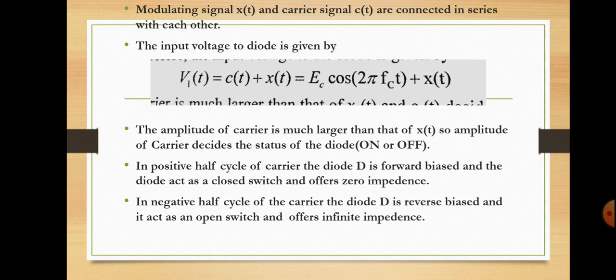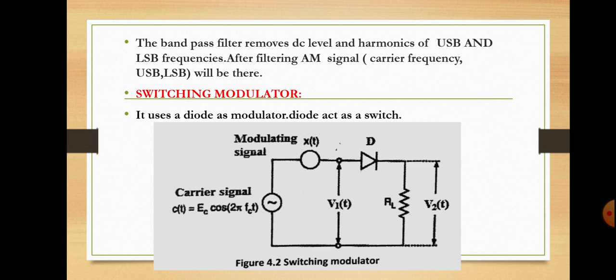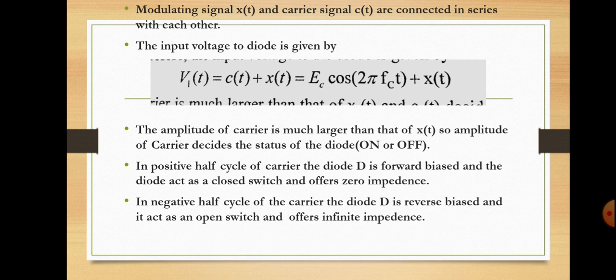So the modulating signal is denoted as X of t, and the carrier signal is denoted as C of t, and C of t is Ec cos 2 pi fc t, or Ec cos omega c t, that is the carrier signal. So here the modulating signal X of t and carrier signal C of t are connected in series, and they are given to the input of the diode. So the input voltage of the diode will have the equation, that is the sum of both these voltages, that is V1 of t will be equal to C of t plus X of t.